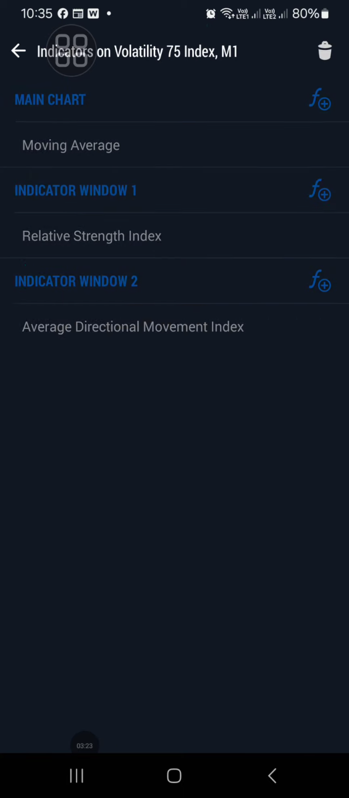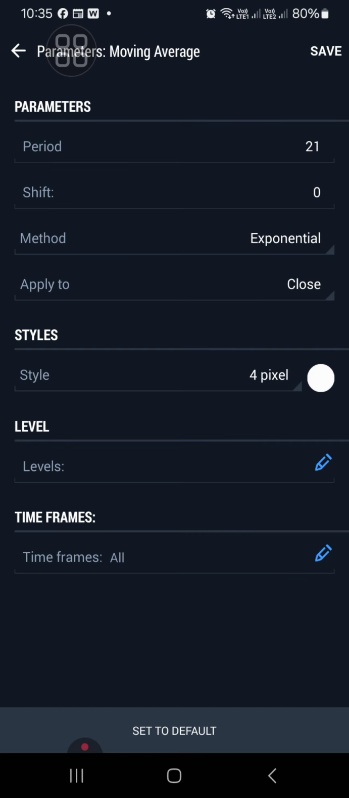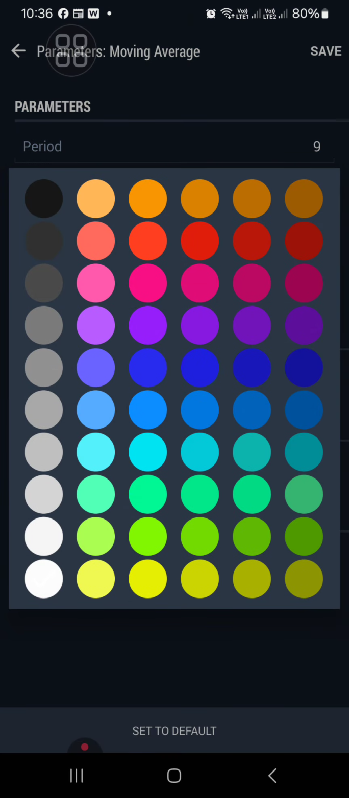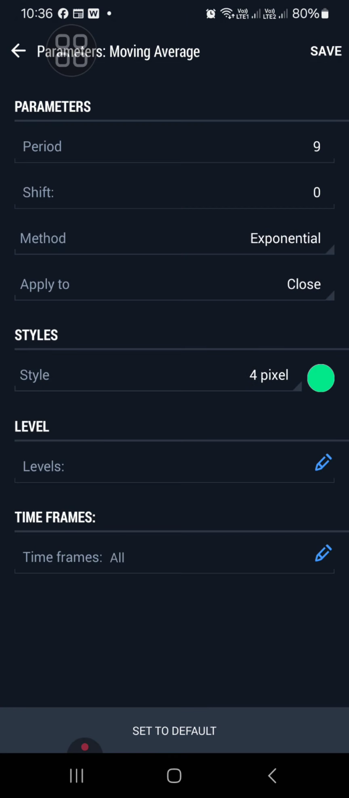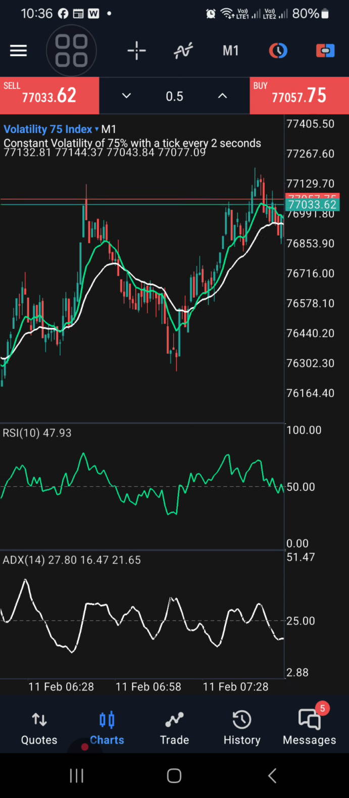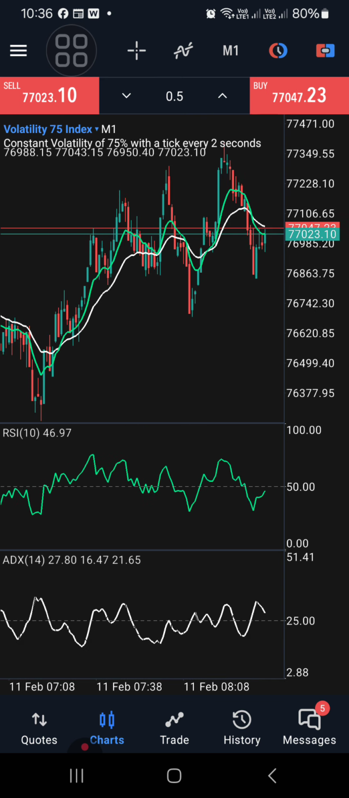Then we're going to add another moving average, with the period 9, shift 0, method exponential, apply to close. Then for the pixels, we're gonna put a line with 4 pixels. Then we save. Okay, so we now have all the indicators that we want.